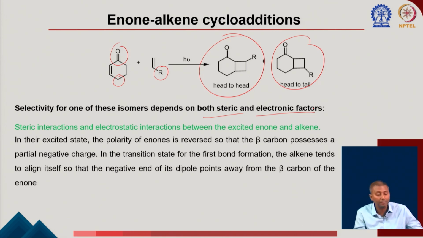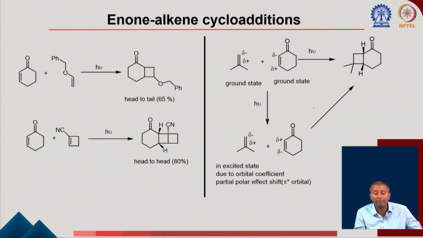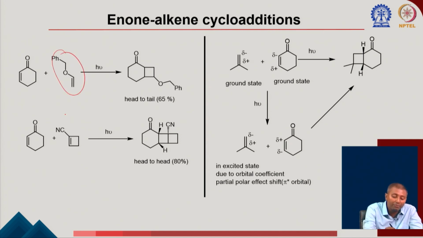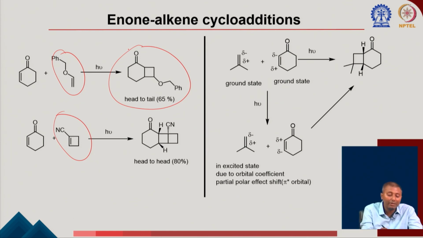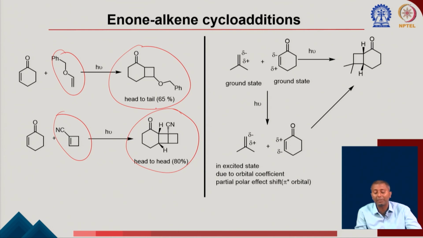So, what is the easy way to explain the product selectivity? Again, you can have two different scenarios, as I mentioned: an olefin with an electron donating group or an olefin with an electron withdrawing group. If you have electron donating groups, then you form this head to tail product, 65%, which means this is the major product, and if you have an electron withdrawing group, then head to head is the major product. Now, why is that happening?